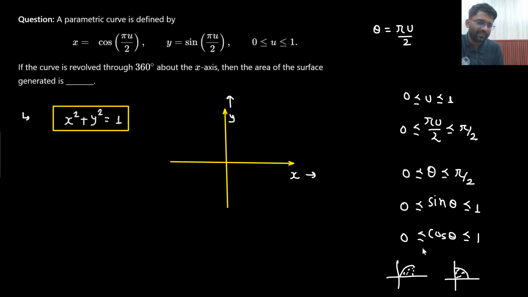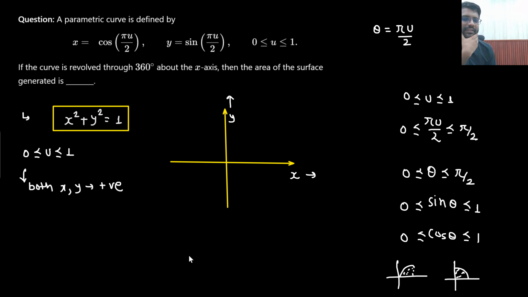What does that mean? That means when u is between 0 to 1, both x and y are positive. What does that mean? That means it is the circle but only in the first quadrant.